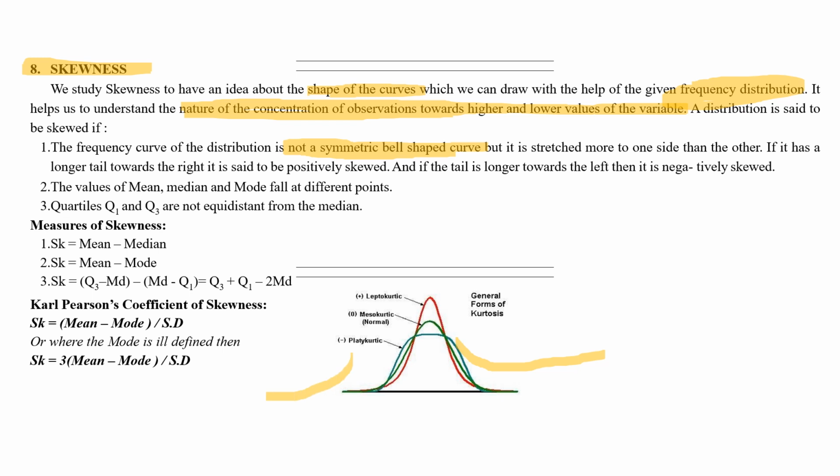If it extends more towards the negative side, we can call it negatively skewed. The values of the mean, median and mode fall at different points; mean, median and mode are not the same. Quartiles Q1 and Q3 are not equidistant from the median.